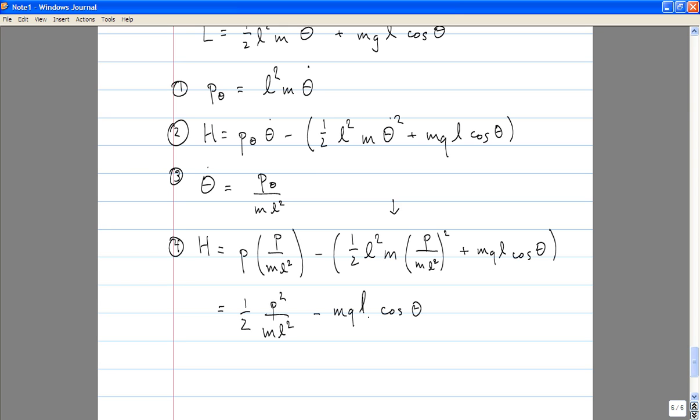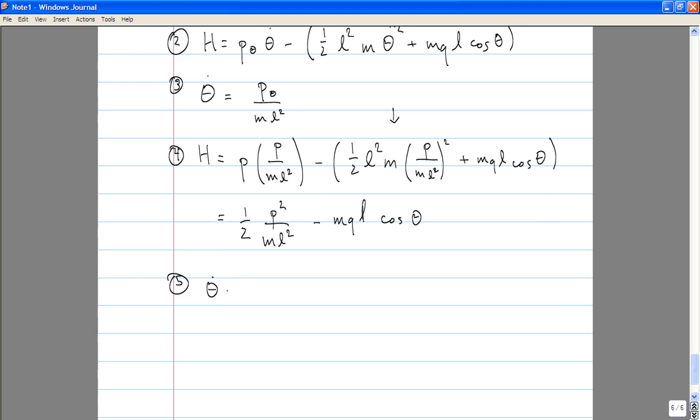So finally, we write down the equations of motion. So theta dot is dH by dp, which is p over m L squared, and p dot is minus dH by d theta, which is minus mgL sine theta. There are three minus signs there. One is a minus that comes from p dot is minus dH by dq. The other is this minus sign here. The third is the minus sign that arises when you take the derivative of a cosine.